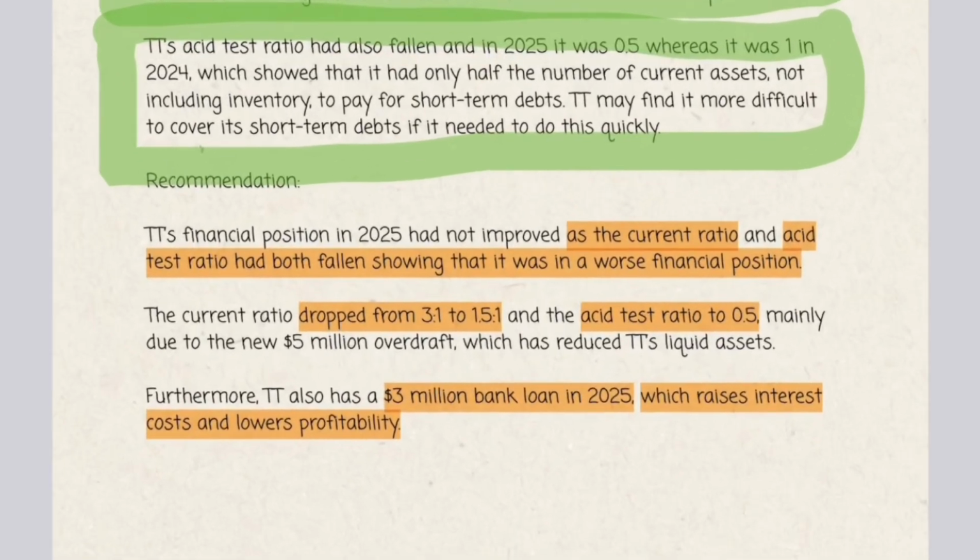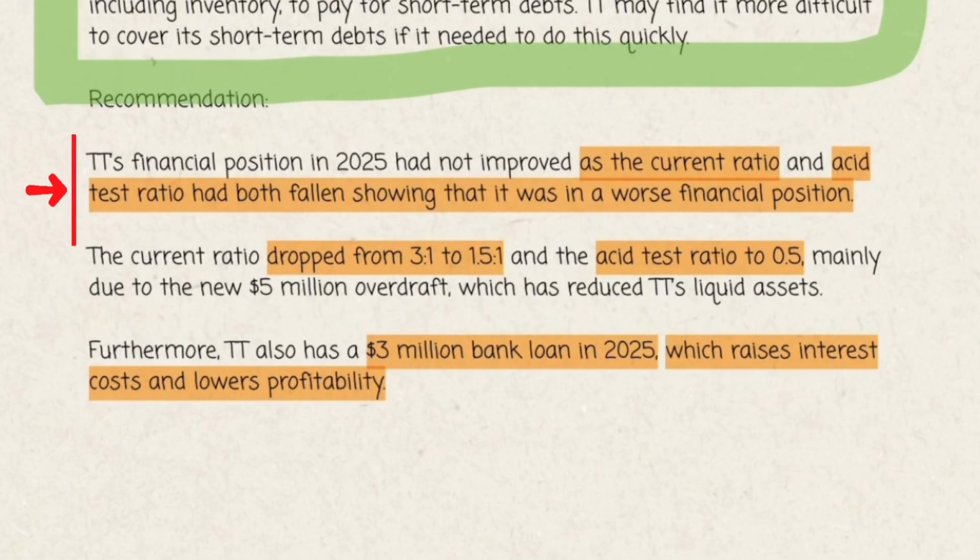And lastly, in the recommendation, I have made a decision, and then we have given further reasoning that TT's liquid assets have gone down, and furthermore, they've taken a $3 million bank loan, which raises interest costs and lowers profitability, which further justifies TT's financial position is not as good in 2025. Remember that the recommendation I have written is following the examiner's comments from a few slides back.